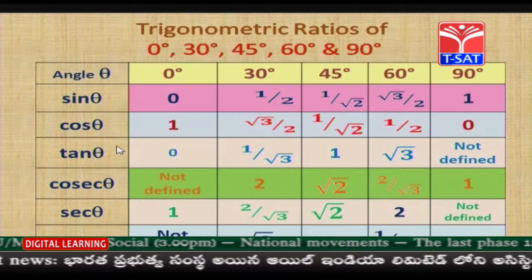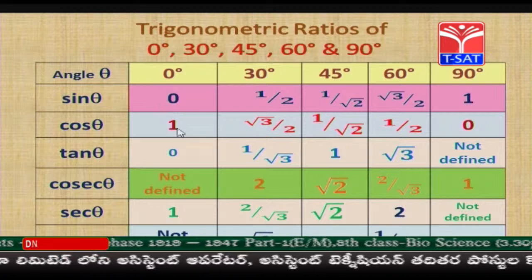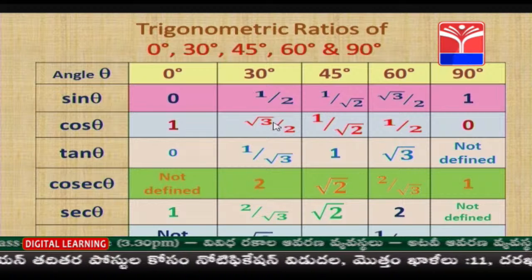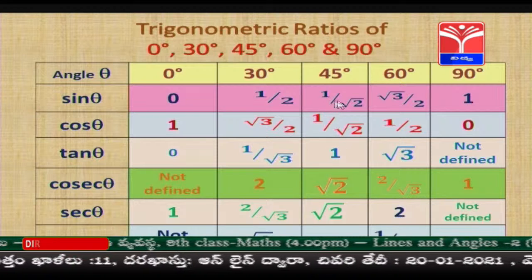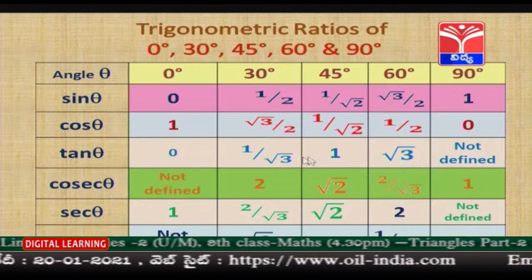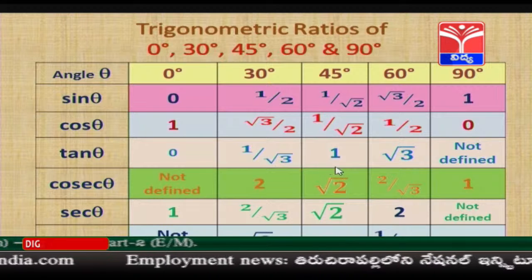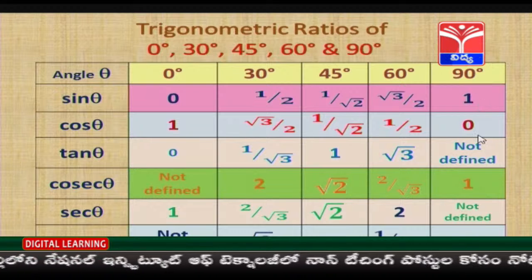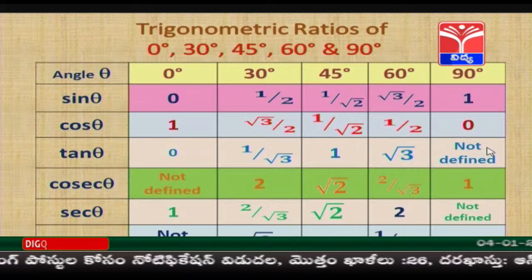When you come to tan theta, tan of 0 is 0 by 1, that is sine by cos, 0 by 1 is 0. If you come to the tan of 30 degrees, half by root 3 by 2, that is 1 by root 3. Tan 45 is 1 by root 2 by 1 by root 2, which is 1, and tan 60 is root 3 by 2 by half, which is root 3. That means, tan 0 is 0, tan 30 degrees is 1 by root 3, tan 45 is 1, tan 60 degrees is root 3, whereas tan 90 degrees is 1 by 0. That means, you cannot divide by 0, so we are saying it is not defined.